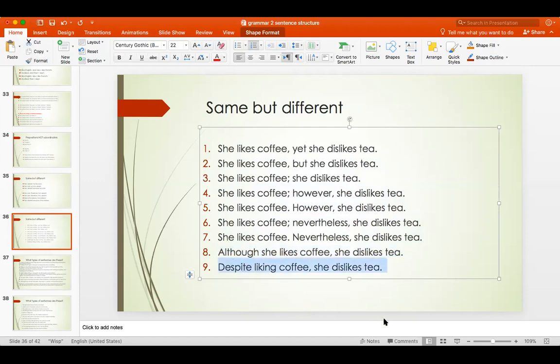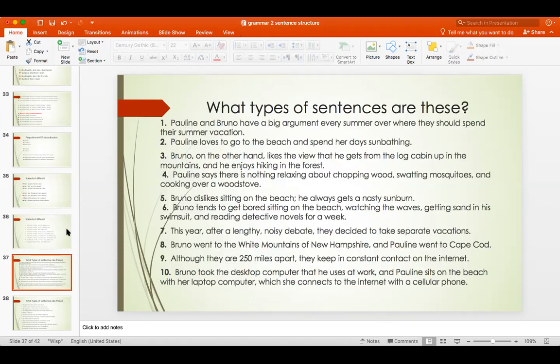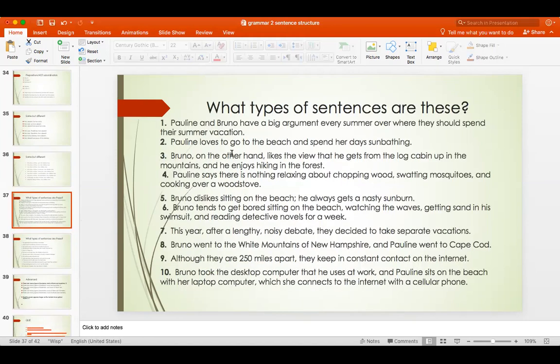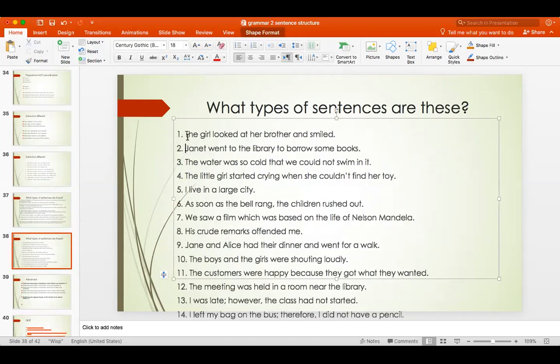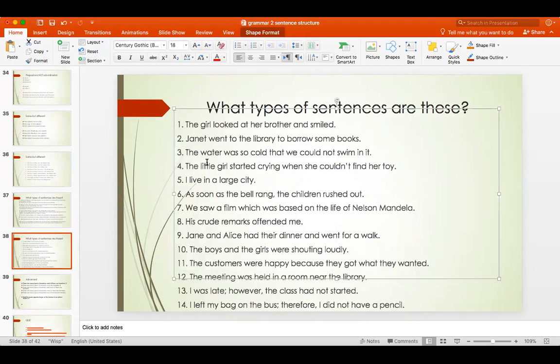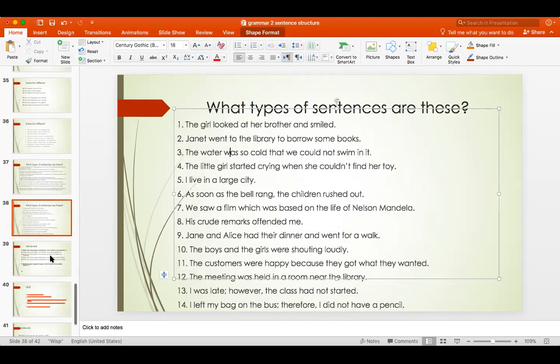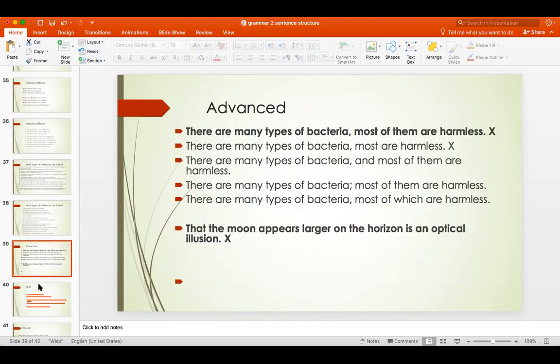What about this sentence? Despite liking coffee, she dislikes tea. This is a simple sentence because it has one verb. Okay, there's an exercise here. What type of sentence is this? I'll wait a bit here, so probably you can pause and look at these sentences. I'll post them on the Facebook group so you can try to answer them. So just say whether this is a complex, compound, or simple sentence. There are links here for more exercises online.